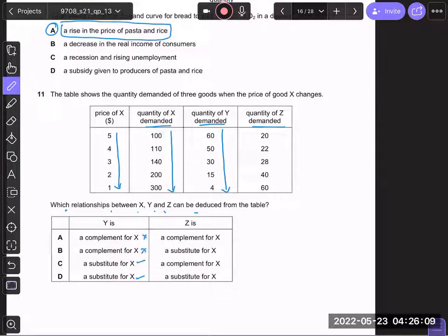And what is happening with Z? As the price is going down, the quantity is increasing. 20 to 22 to 28, then 40, and then 60, which means that X and Z are both complements. They are jointly demanded. So the answer will be C.